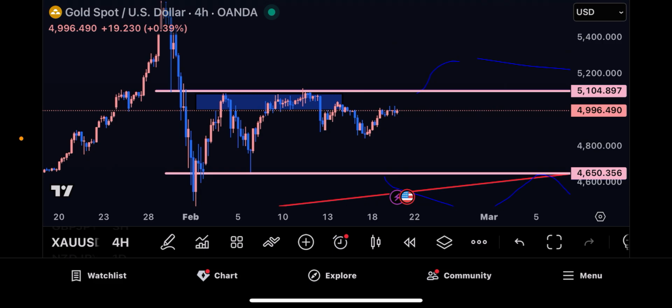So just make sure you guys are on the lookout for that over the next couple of weeks. Like I said, we'll follow up again with this pair next week. But yeah, that's the weekly outlook for gold.